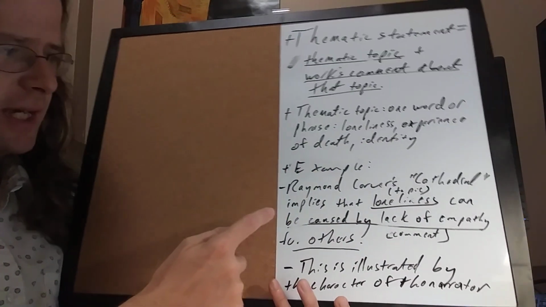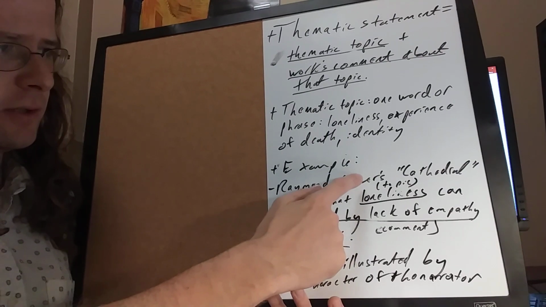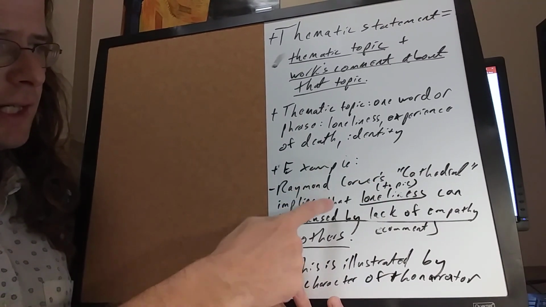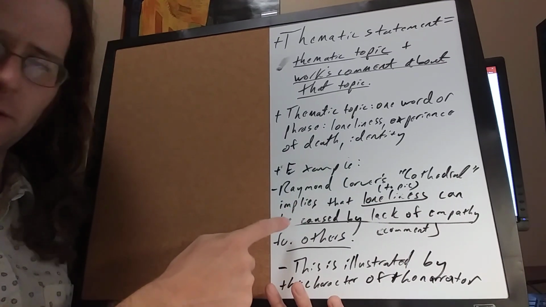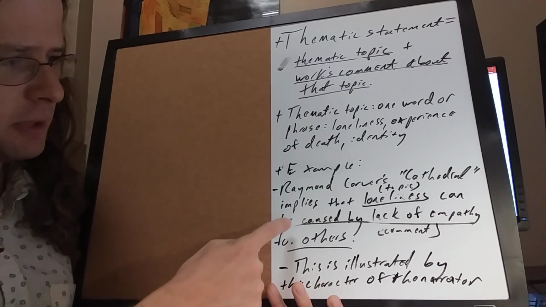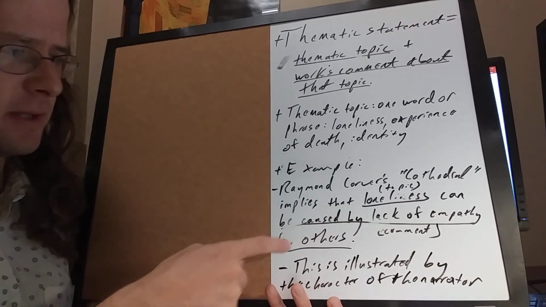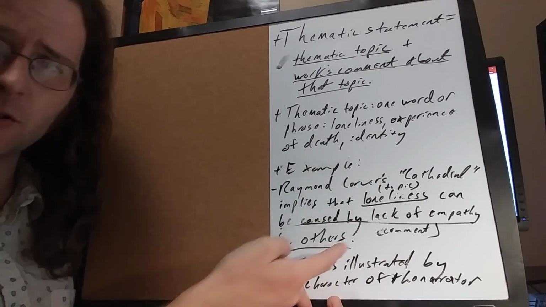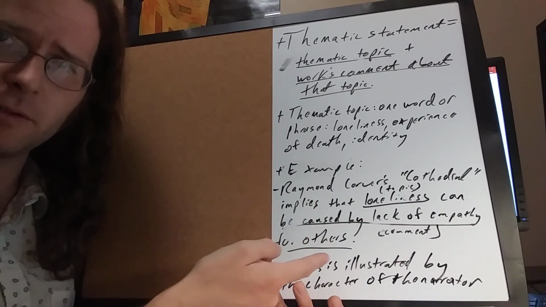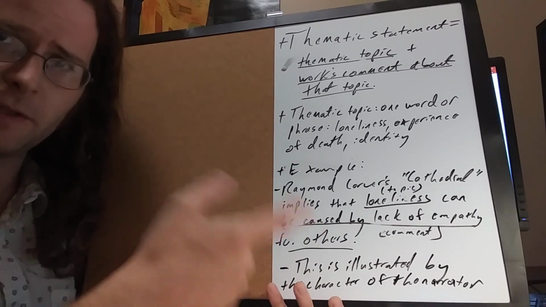Your example thematic statement is: Raymond Carver's "Cathedral" implies that loneliness, that's your thematic topic, can, here's your comment about that topic, be caused by lack of empathy for others. Notice that this statement does not mention the narrator or any particular character within the work of fiction.